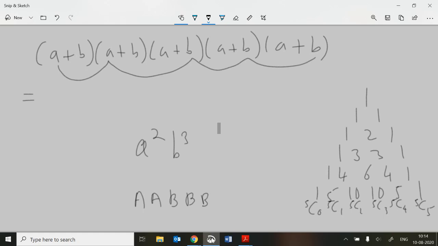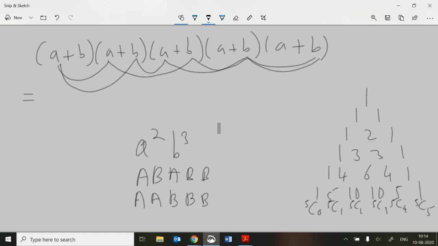You could do a, b, a, b, b. And there are many combinations here, and you're choosing either a or b from each of those brackets. Now, how many different words are there essentially? So for example, the second one, which I created here, would be a, b, a, b, b.